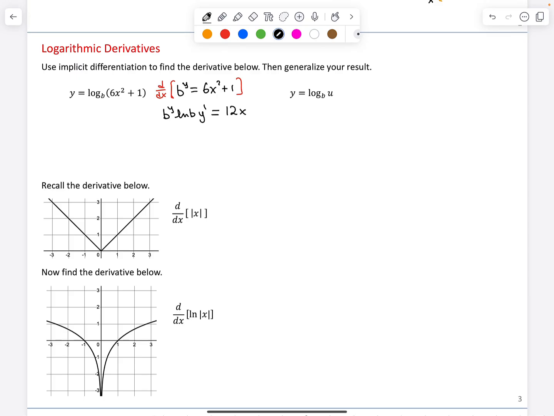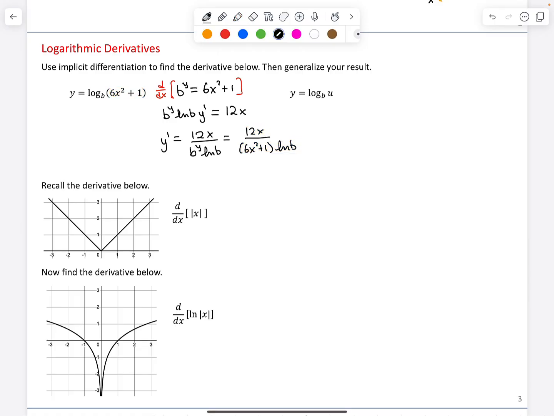And then solve this for y prime. So we have 12x divided by b to the y natural log b. But then remember that b to the y is this b to the y, which is just equal to 6x squared plus 1. And then times that natural log b. So this is the derivative of this function. We'll stand back and look where the pieces are. The argument we see right here in the denominator. We see that next to it we have a natural log of b. And in the numerator we have the derivative of the argument.